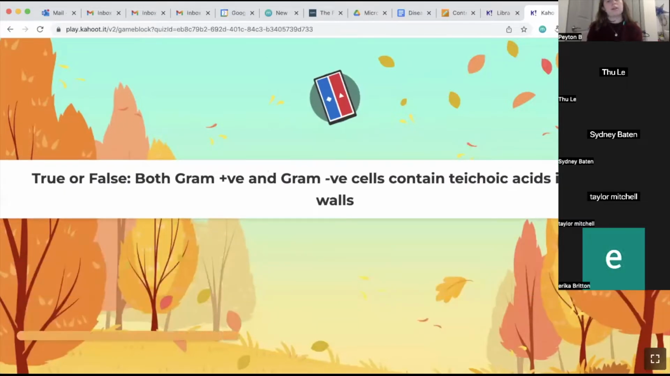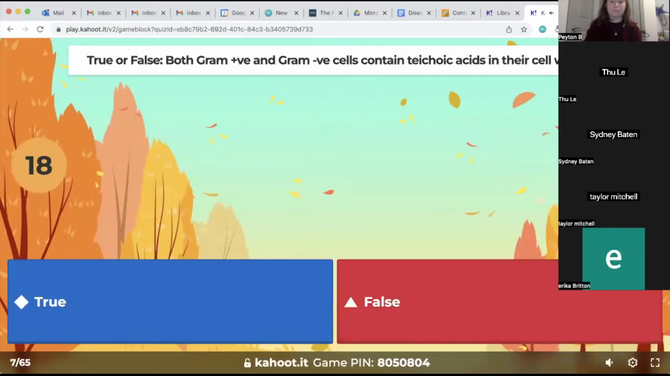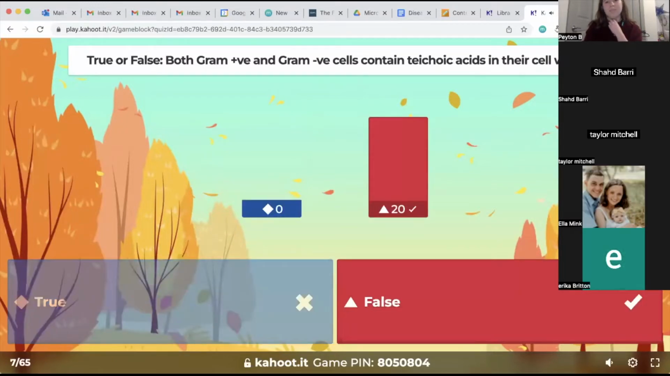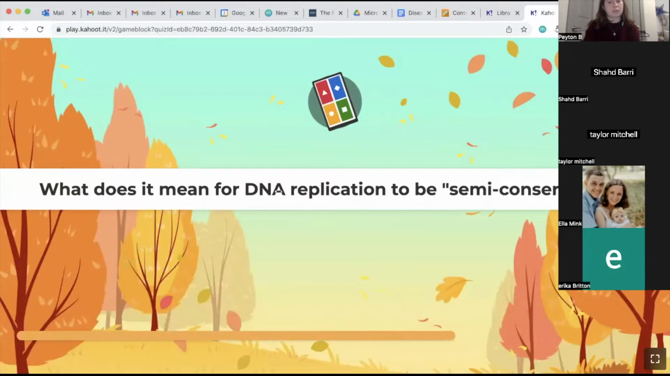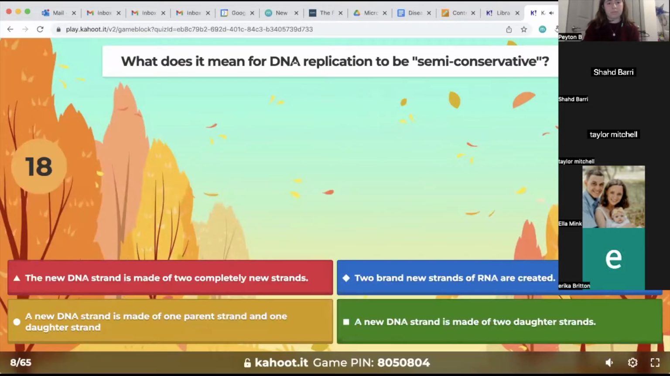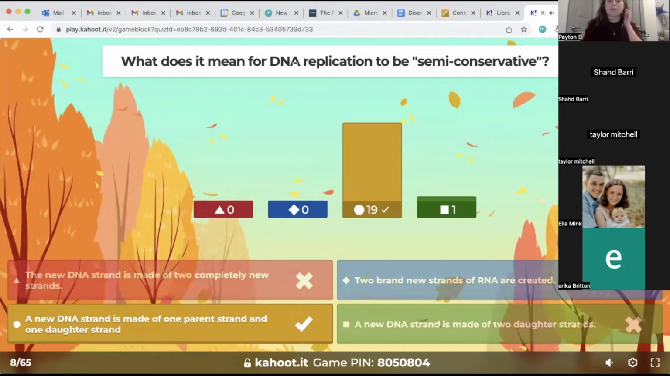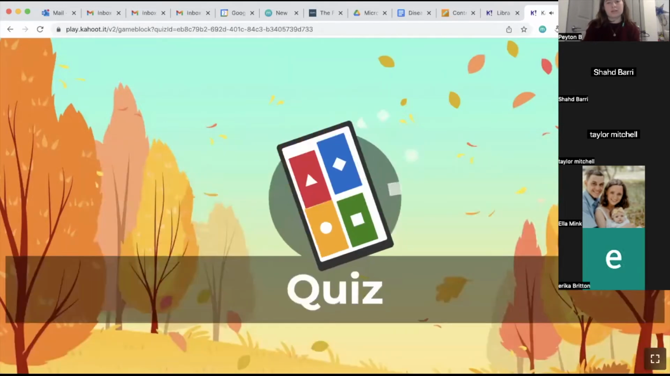All right, both gram-positive and gram-negative cells contain teichoic acids in their walls. True or false? Yeah, the opposite. Yep. All right. What does it mean for DNA replication to be semi-conservative? Yep. A new DNA strand is made of one parent strand and one daughter strand.